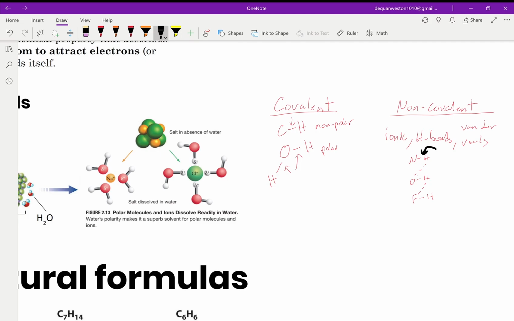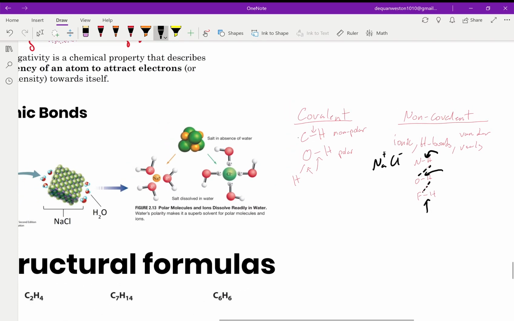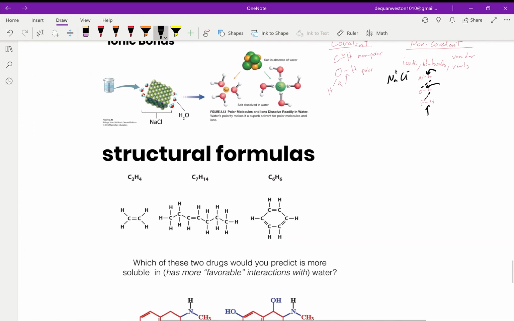This is not a hydrogen bond. This is not a hydrogen bond, not a hydrogen bond. Alright, so I think we did well on that. And then an ionic bond is going to be any charged atoms that join together and neutralize each other.